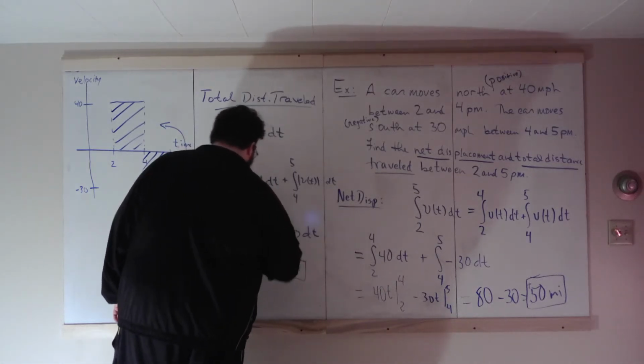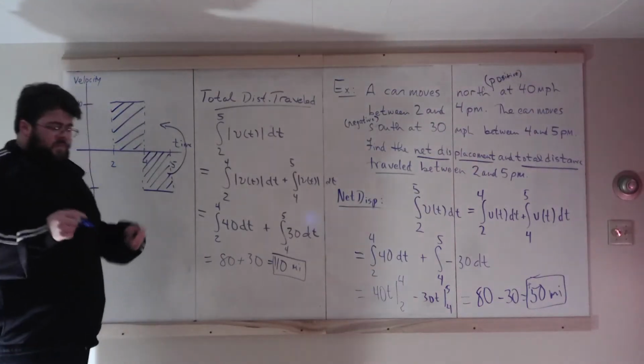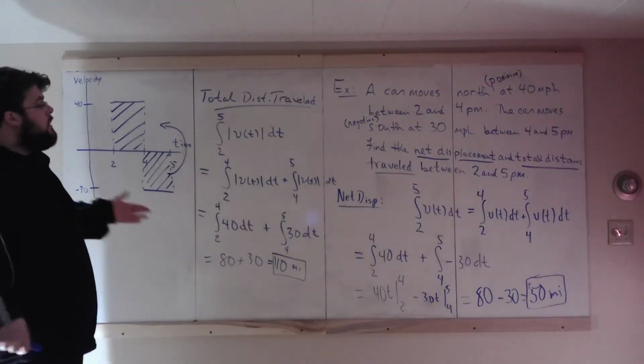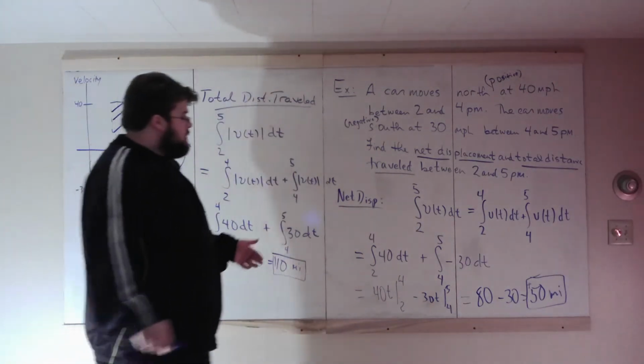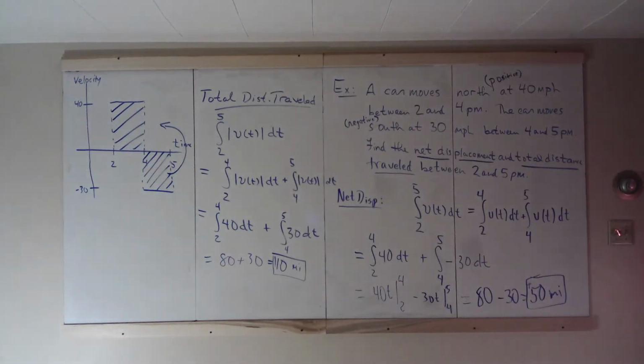And in this case, we don't have a direction. We're just looking at the total distance traveled. In the net displacement, there was a direction to think about. In this one, there isn't.